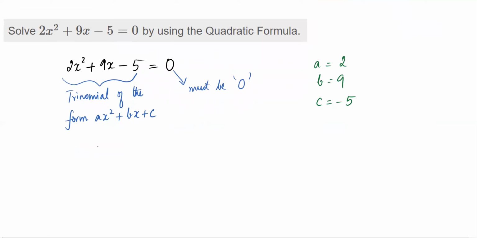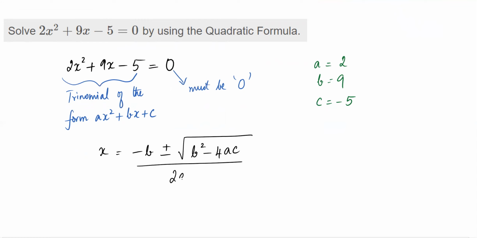Let's write the formula. x equals negative b plus or minus the square root of b squared minus 4ac, all over 2a. Now for this problem, you could probably use the AC method, okay? But we're trying to show you that we can do the same problem even using the quadratic formula, because the quadratic formula works for every type of quadratic equation. So I'll just say this was the quadratic formula.